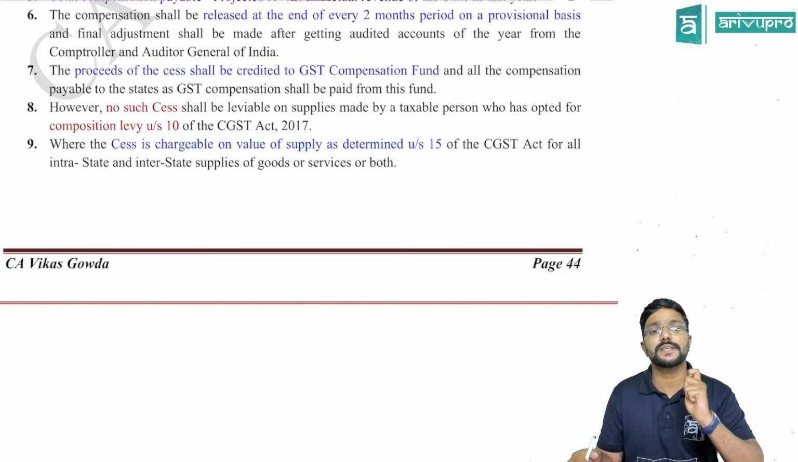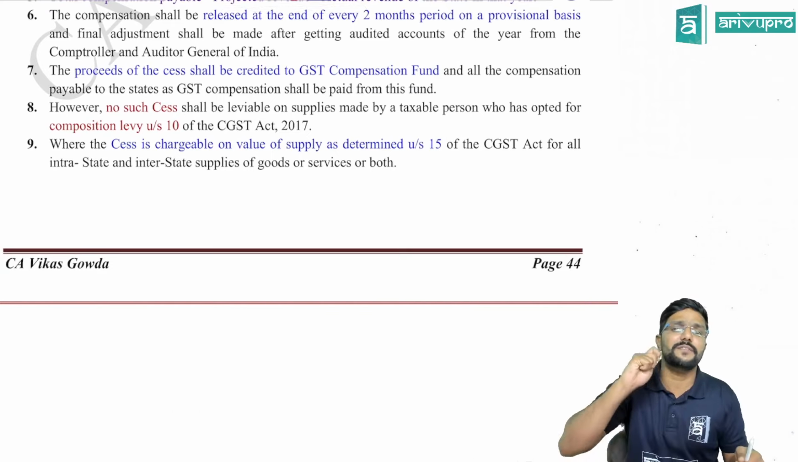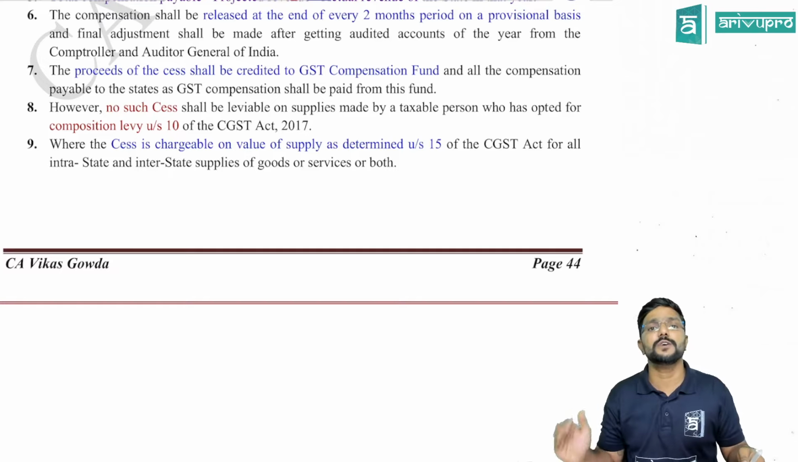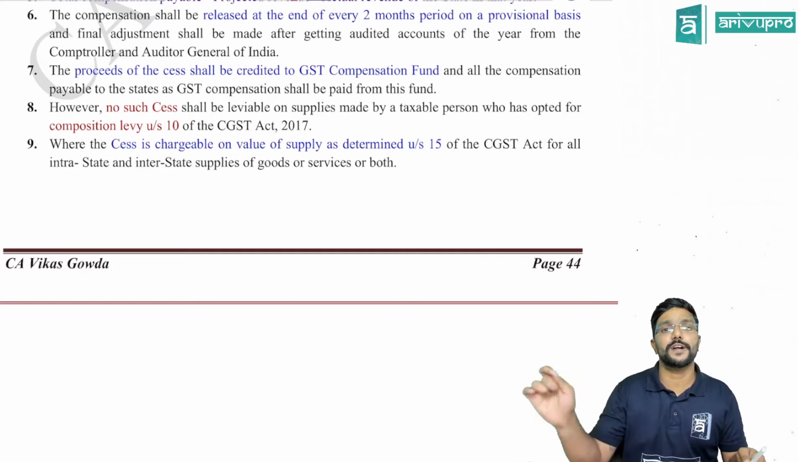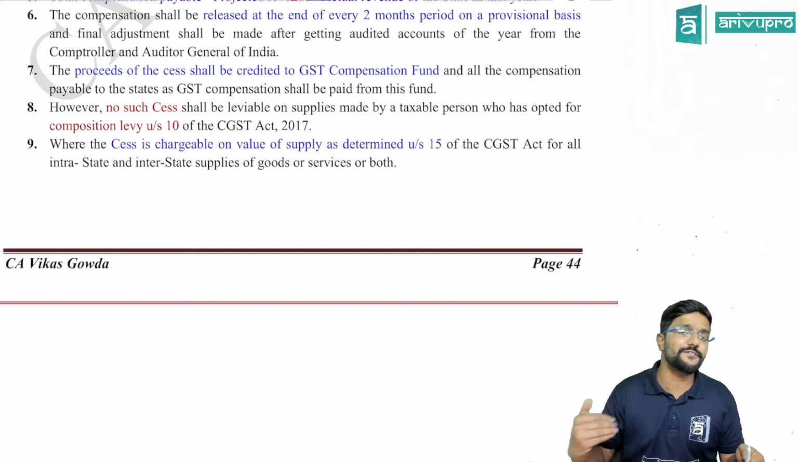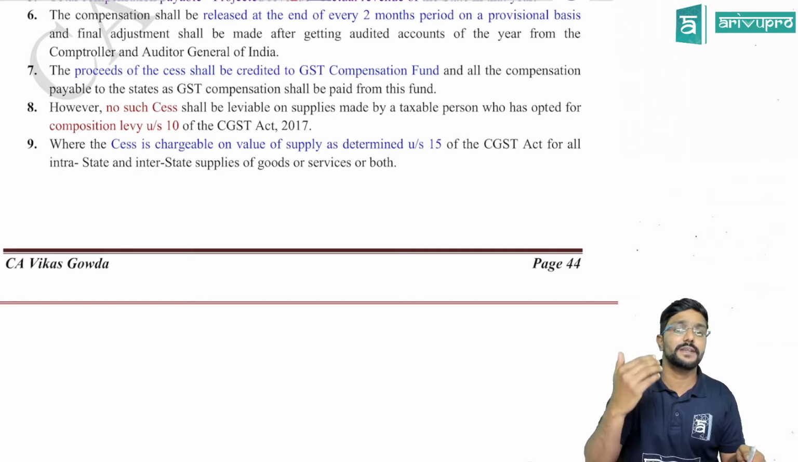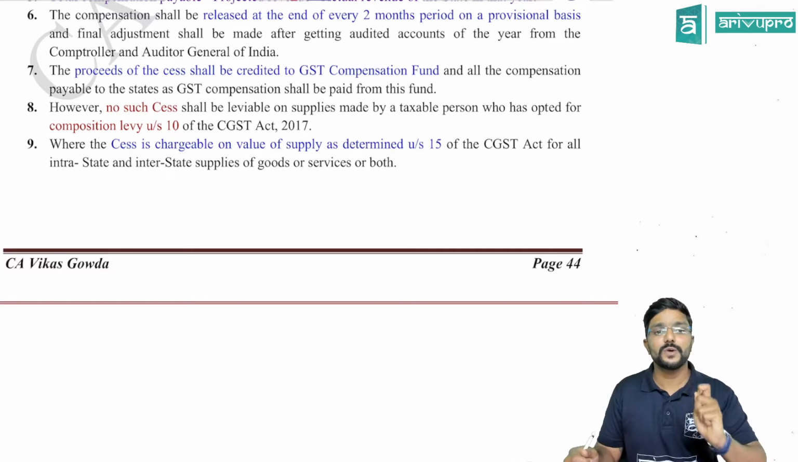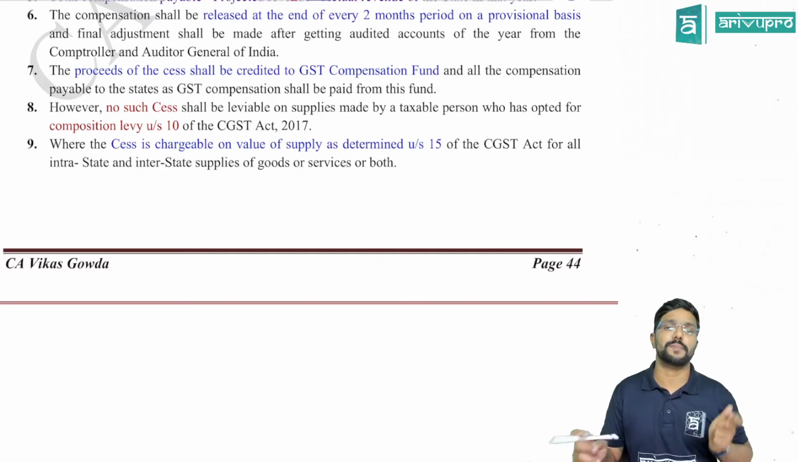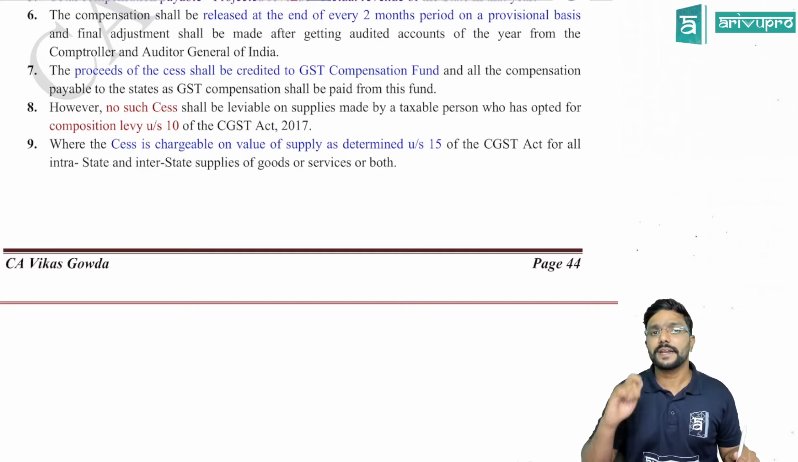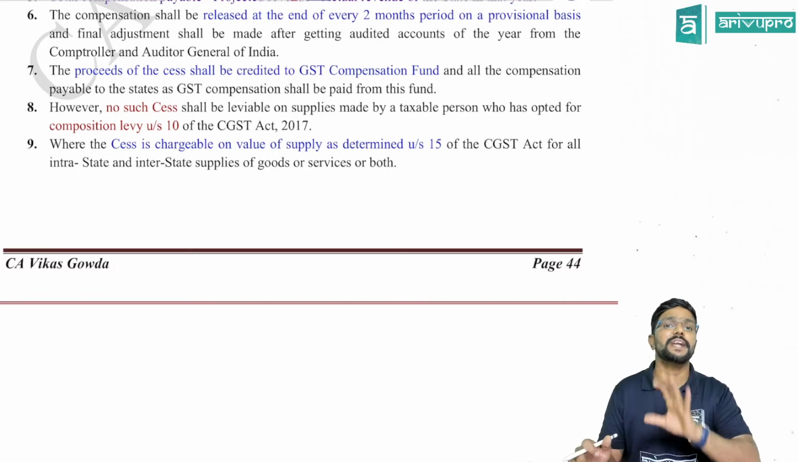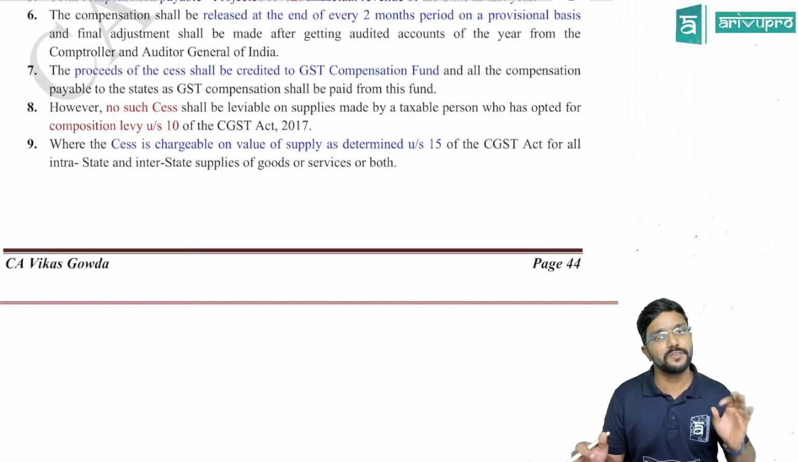The proceeds of the cess shall be credited to, means whenever the government is levying cess on any luxury or sin goods, that amount will be credited to a separate fund called the GST Compensation Fund. And whenever the government is releasing any fund to the respective state, they will release it from this. Then no such cess shall be leviable on supplies made by a composition supplier. So for a composition supplier, irrespective of what goods he is supplying, the rates are fixed under Section 10. So the same rate will be applicable, and in addition, no cess will be levied, even though he is supplying luxury goods or sin goods.